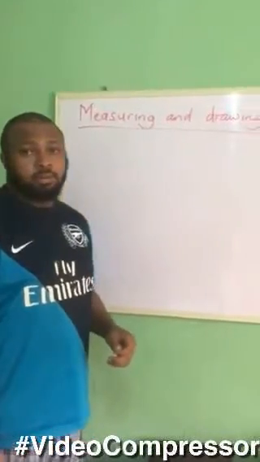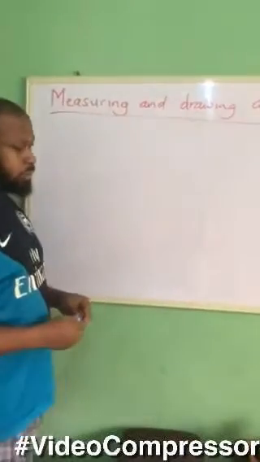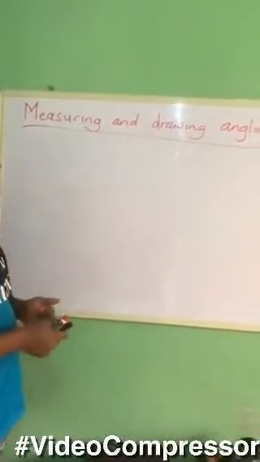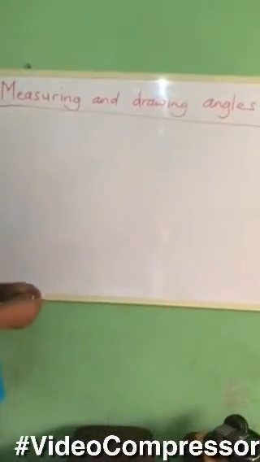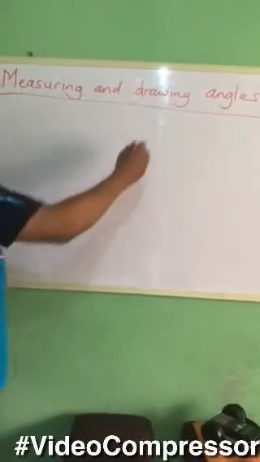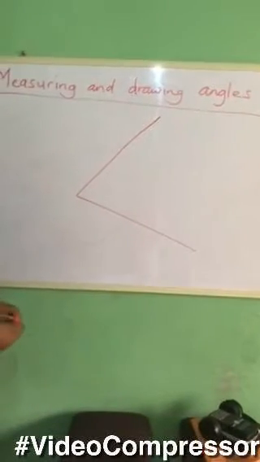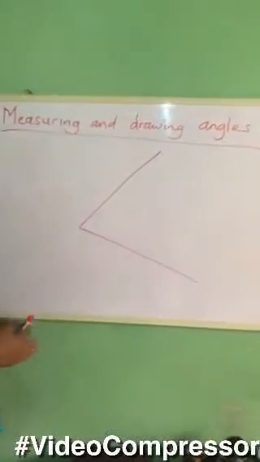Okay, our topic today, measuring and drawing angles. I have some worksheets I prepared, so I would want to show you one or two things about angles so that when I mention those things, they won't be alien. Now, very quickly, an angle is usually formed when two or more lines meet at a point. That's a typical definition of an angle.